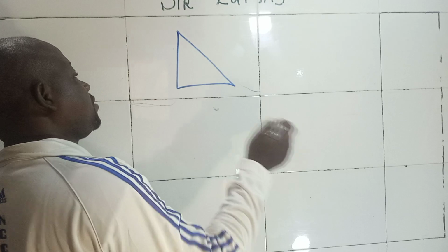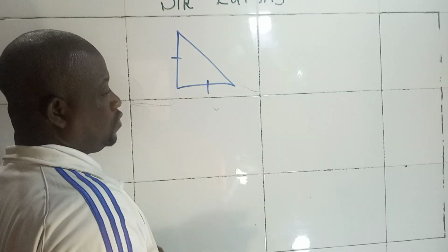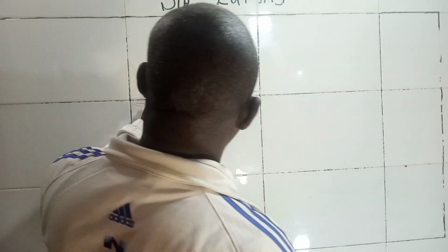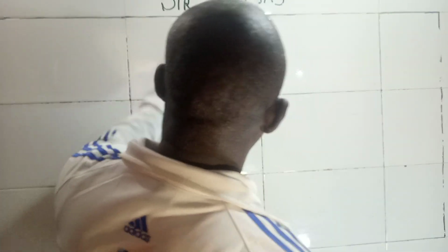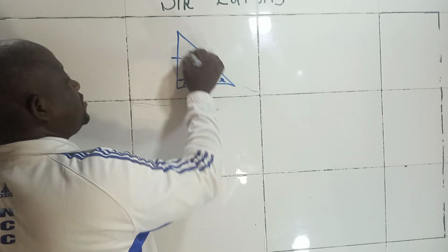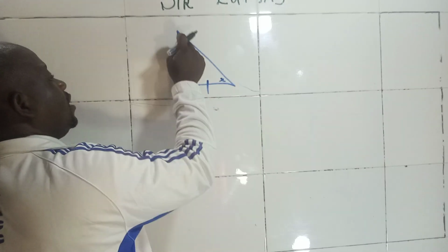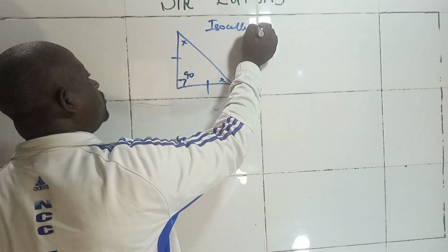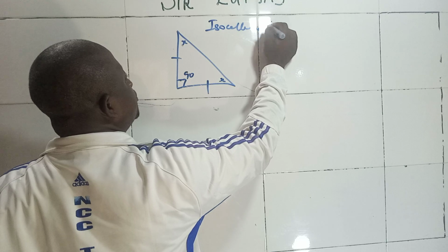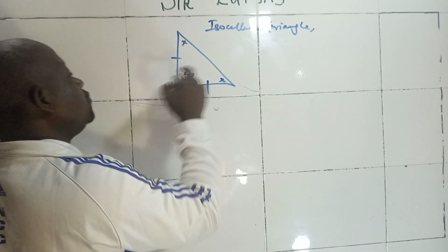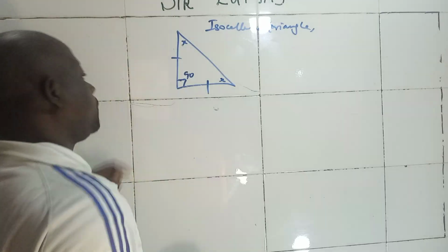In an isosceles triangle, two sides are equal, and it's a right angle triangle. If this is 90 degrees and the base angles are equal, I say this is x, and this is also x, because these are the base angles of this isosceles triangle. The base angles are also equal.